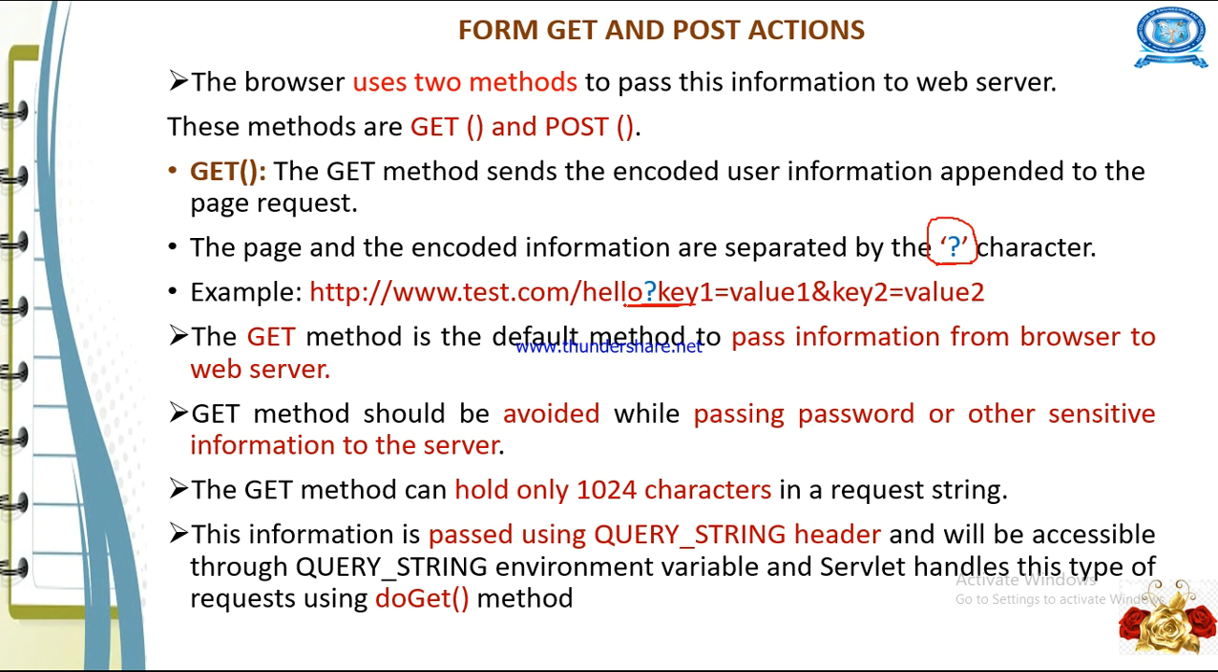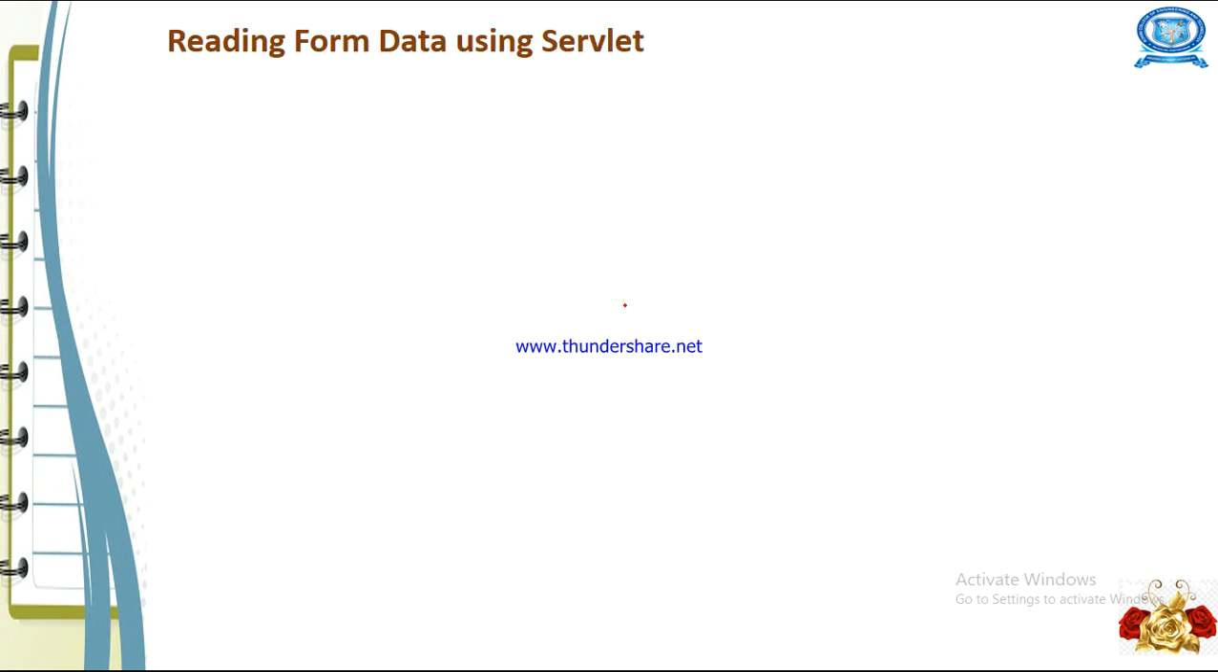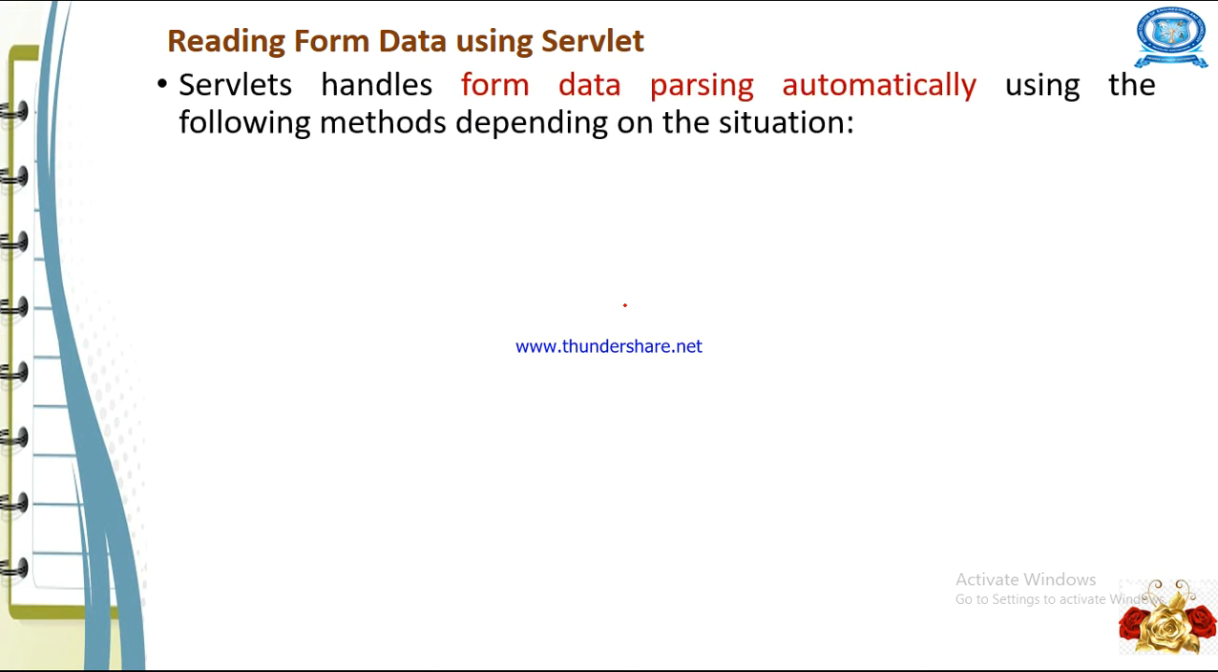Then another type of request is using the doGet method, by which we access the data. Under that, this function is reading form data using servlet. The servlet handles form data processing automatically using the following methods, depending on the situation.